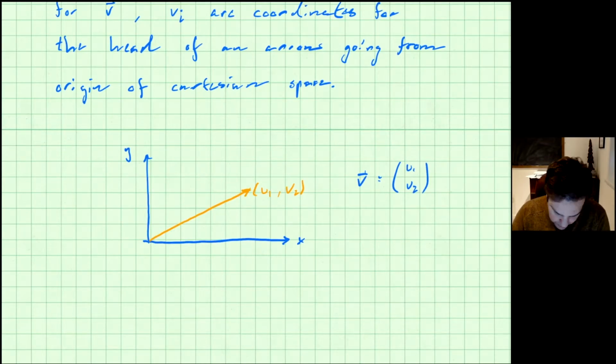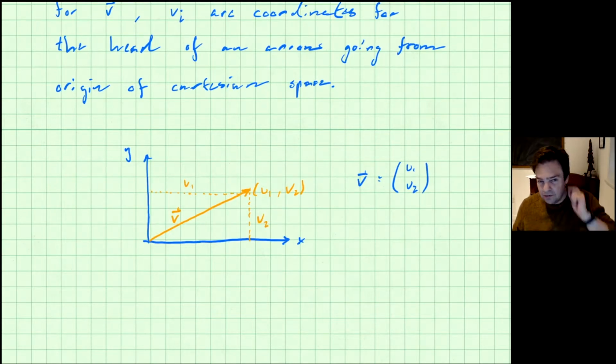And so this whole thing here, that arrow, is v. This piece here, the distance that you had to travel over in the x direction to get to that point, that's v1, and the distance that you had to travel in the y direction, that's v2. So that's the geometric picture here.